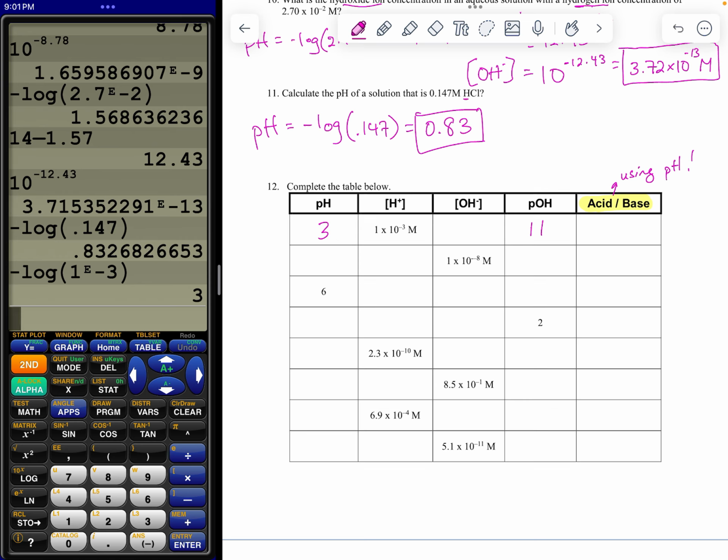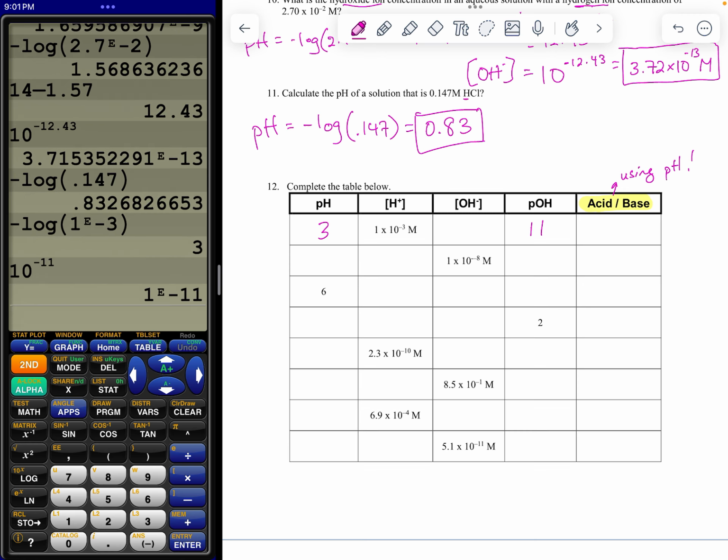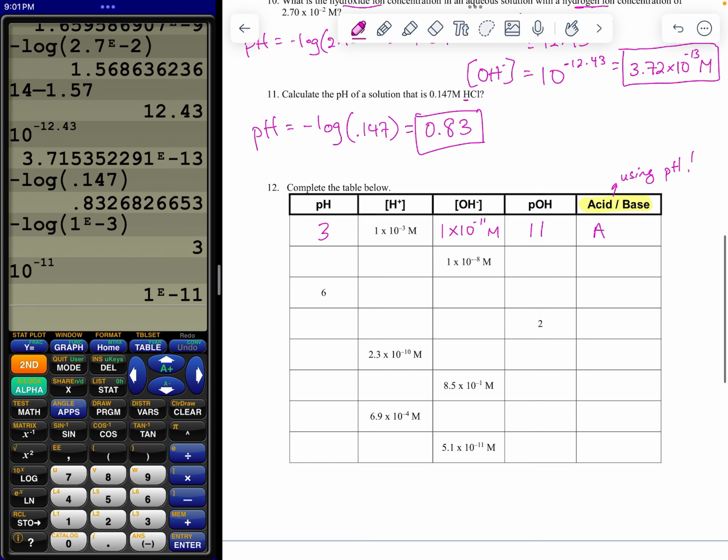So we end up with 10 to the negative 11. That's, of course, going to give us 1 times 10 to the negative 11. And these are really nice numbers just because we're dealing with whole numbers. You'll see as we go that it will vary. And is this an acid or a base? Well, this is an acid because that pH value is 3, which is less than 7.